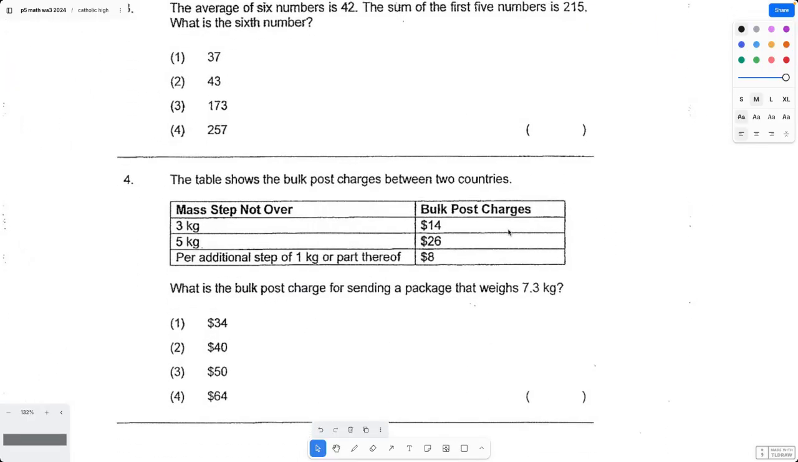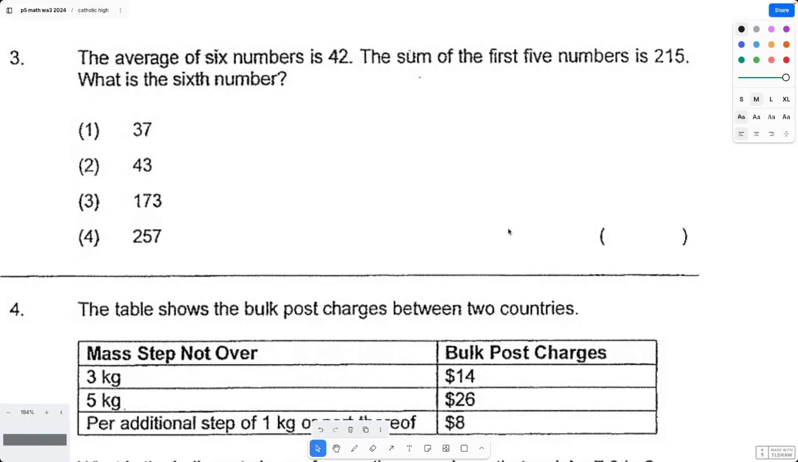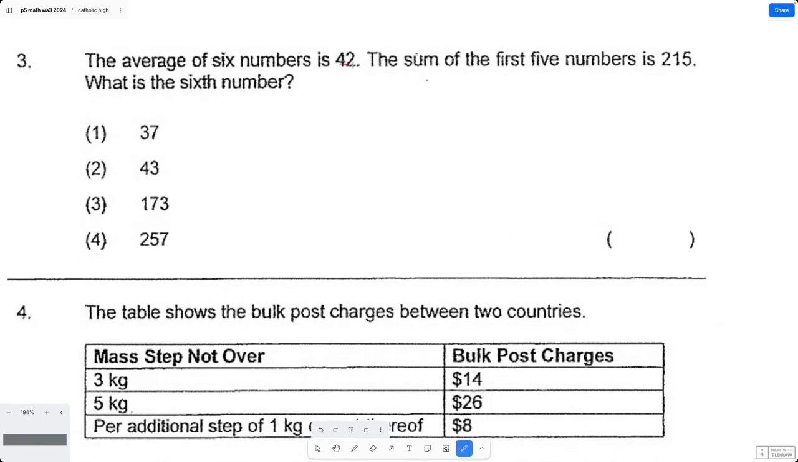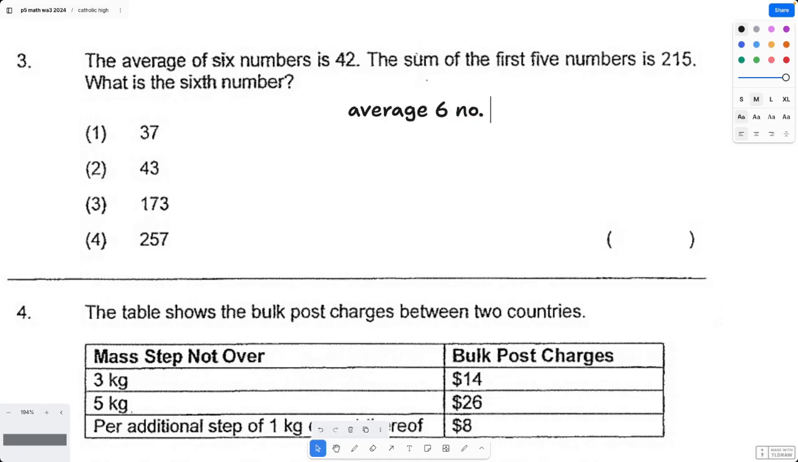Question 3. The average of 6 numbers is 42. The sum of the first 5 numbers is 215. What is the sixth number? This is an average question, so what we need to do is get the total. First we say the average of 6 numbers is equal to 42.